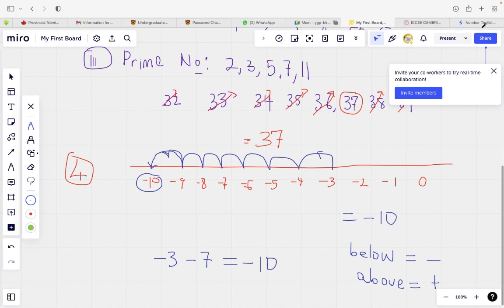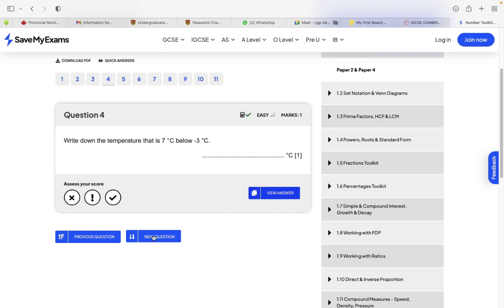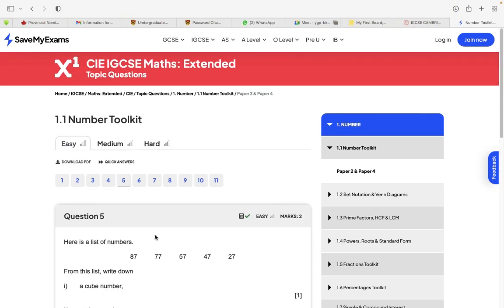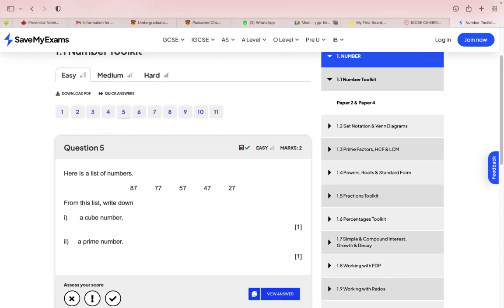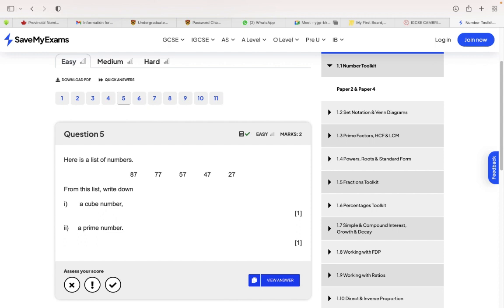Now let's go to the next question. Here is a list of numbers, similar to the one we did just now: 87, 77, 57, 47, 27. From the list, write down a cube number.